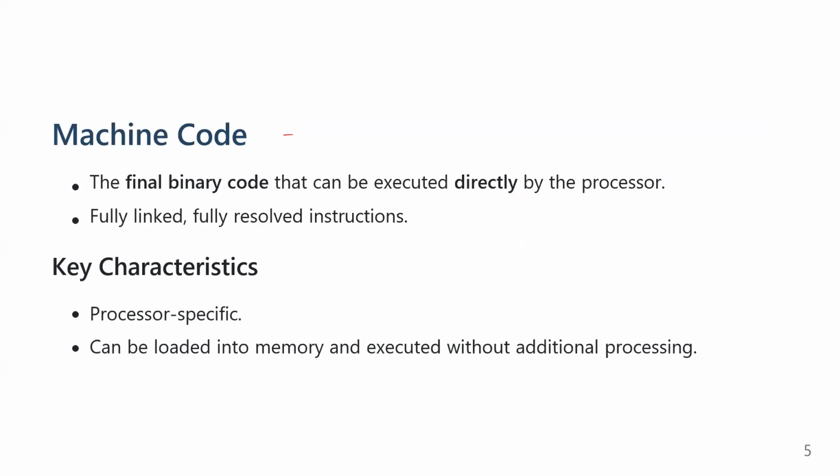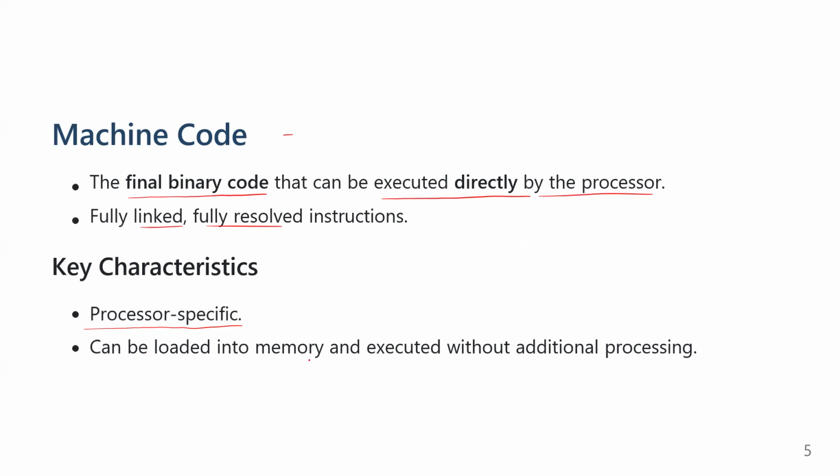And finally, we have our beautiful machine code, which is full binary code that can be executed directly by the processor. So you can understand that this is usually in full binary form, and it's fully linked and fully resolved. So there are no unresolved or unknown references or addresses. All references have been resolved and all libraries have been linked. However, machine code is processor specific. So you can't get your Windows machine code, the one that runs on your Intel chip, to run on an Apple Silicon chip. Processor specific is one key characteristic of machine code.